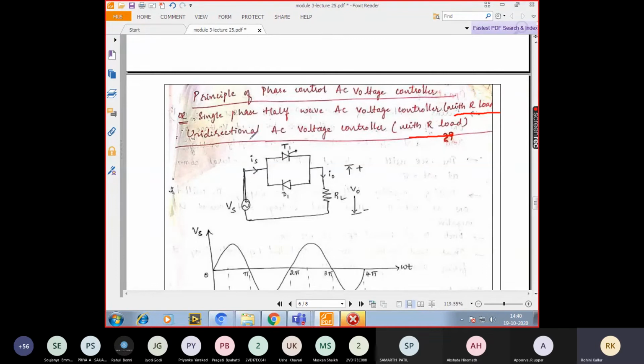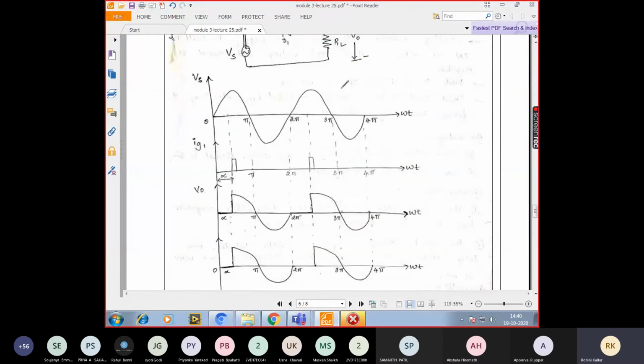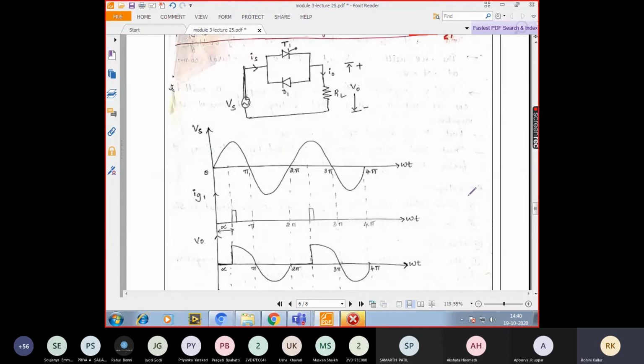So this can also be called a single phase half wave AC/DC with R load, or a unidirectional AC voltage controller with R load. With all these three terms in your question, you should be writing the same answer. It should be this circuit along with this particular waveform. Clear?